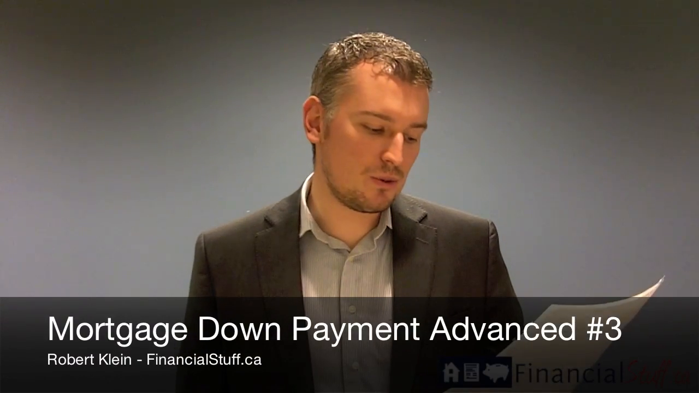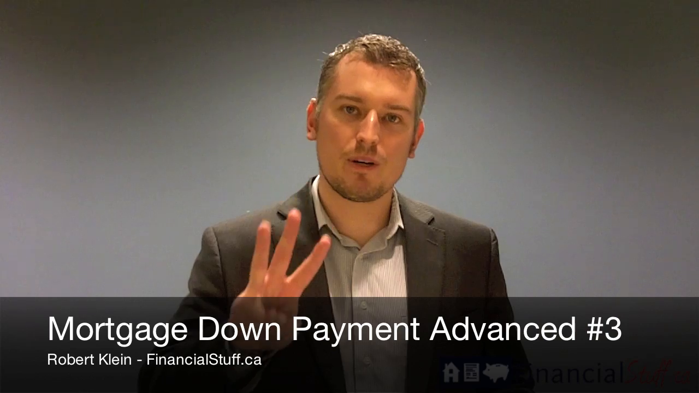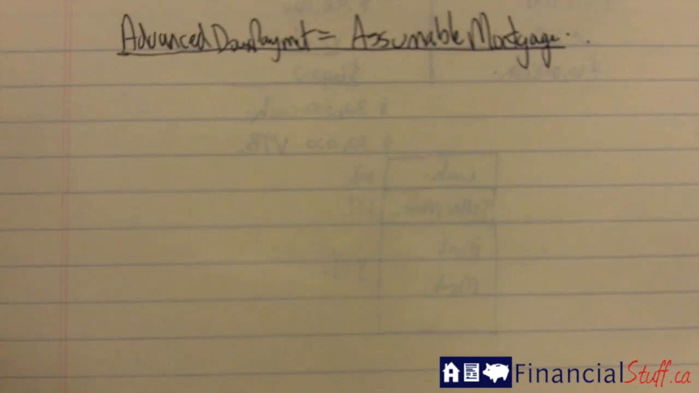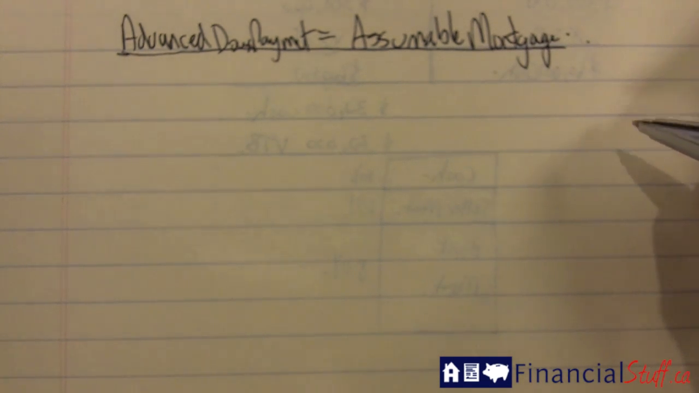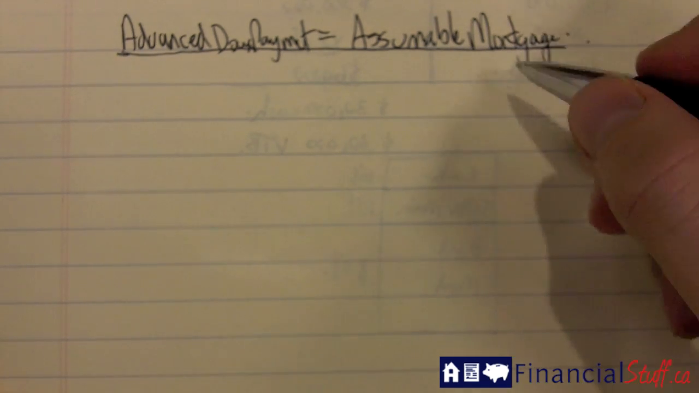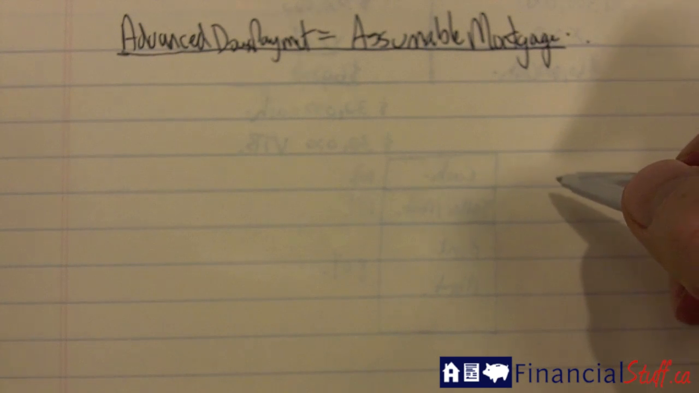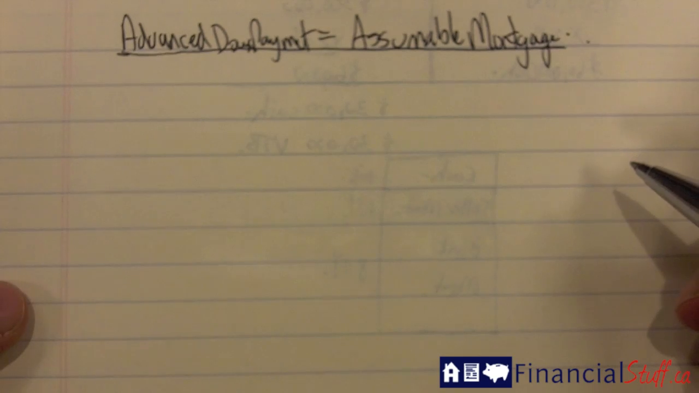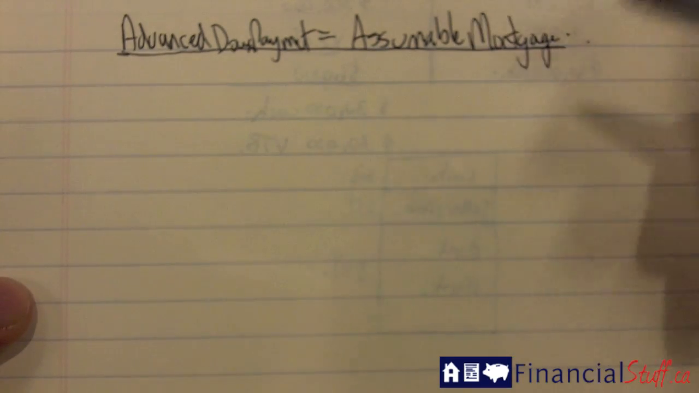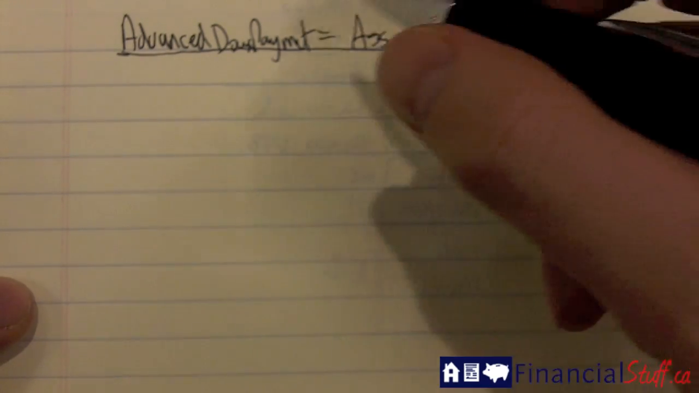So now we're going to go through the mortgage down payment advance number 3, and that's called the assumable mortgage. All right, advance down payment number 3, assumable mortgages. Now this is a pretty slick way of getting a property. So I'm just going to give you one example. There's many different examples of how this would work, but here's probably something that's very easy to look for.